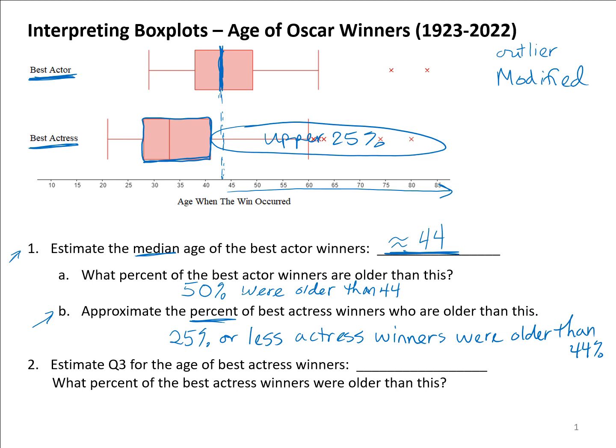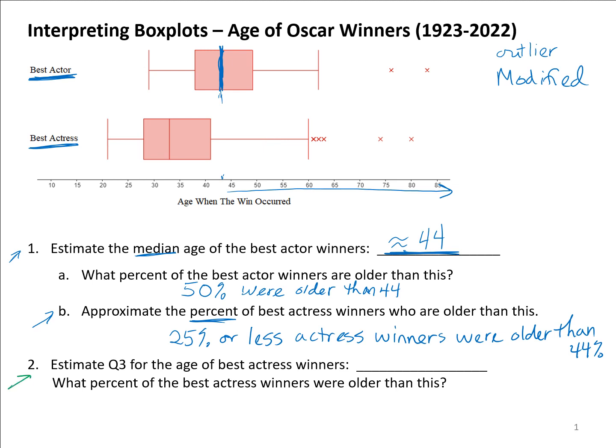Right, so let's do another question related to this box plot. Next question, estimate Q3 for the age of Best Actress winners. Let me erase some of my markings there. So this time we're going to be estimating Q3 for Best Actress winners.